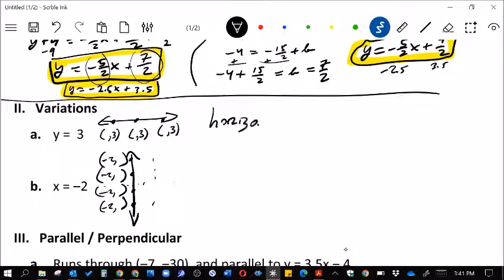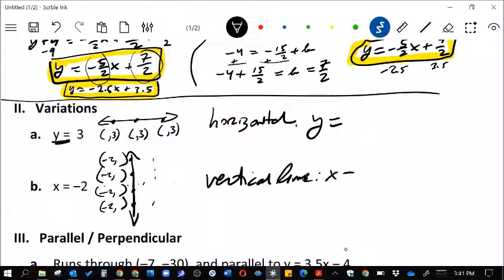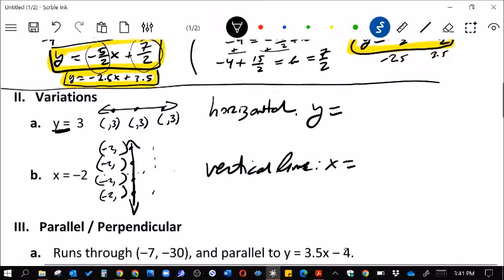So you get a horizontal line if it's y equals, and a vertical line if it's x equals something, because the x is the same at every point, so it has to go up and down to match that x value.